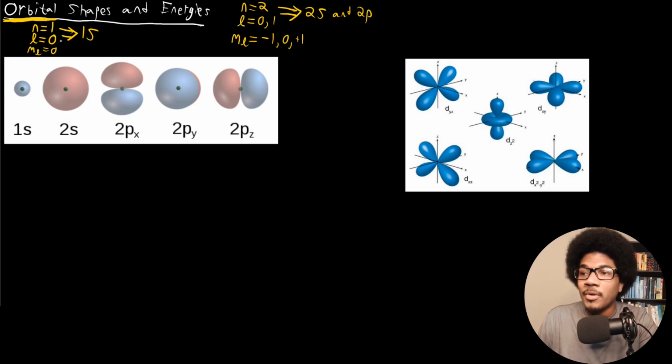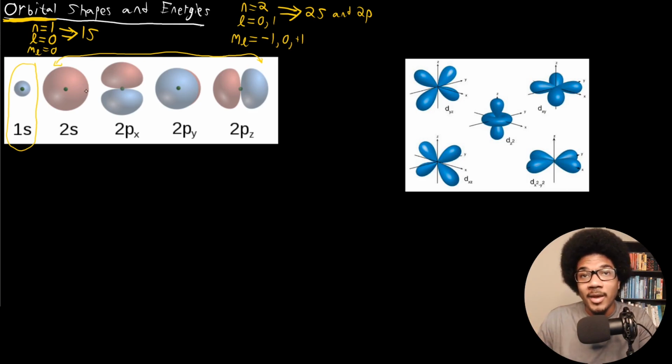So for the first principal shell, we saw we can only have a 1s orbital. And we see that pictured here. The s orbital has a shape like a sphere. And you can see here that for the first principal shell, we only get a 1s orbital. Now, when we move to the second principal shell, we have more orbitals. We have our 2s and the 2p.